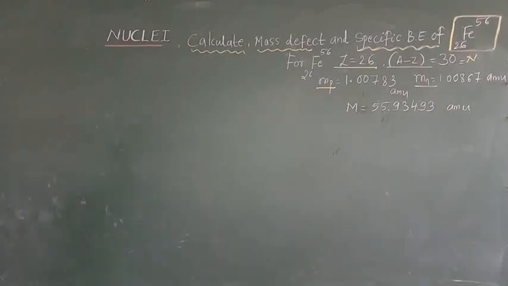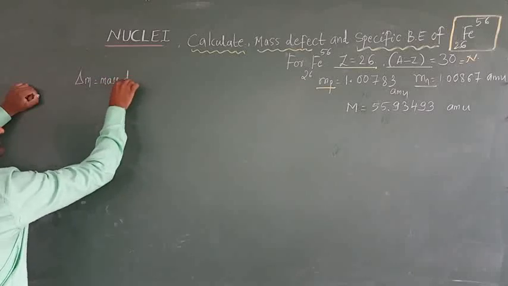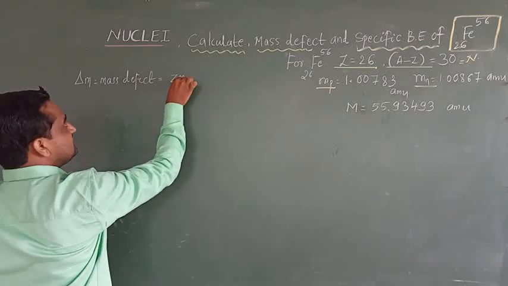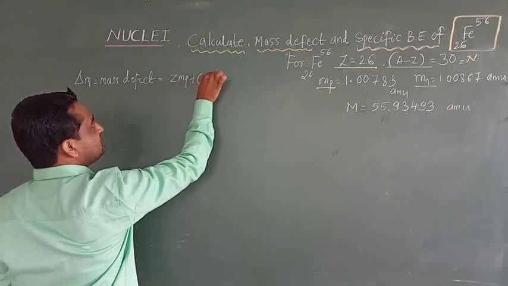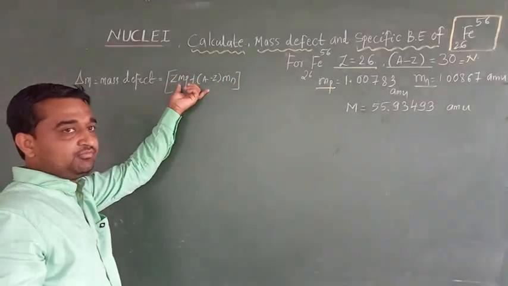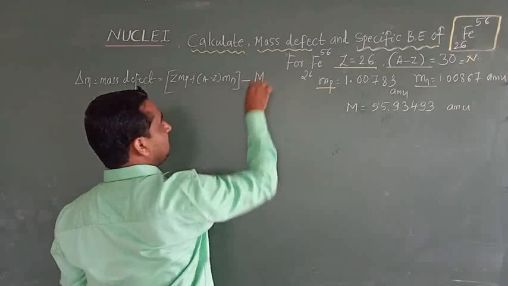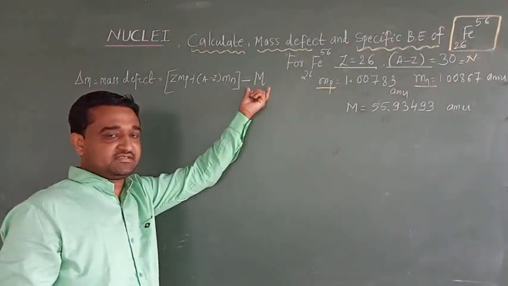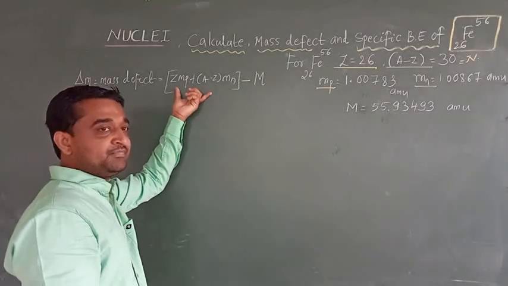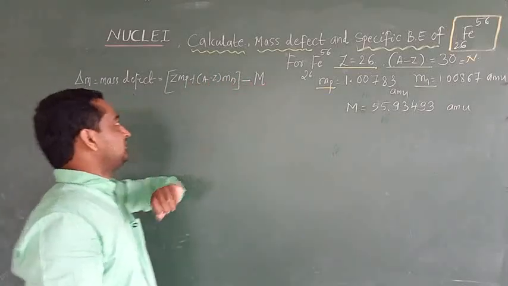To calculate the mass defect, what is the formula? Delta M, the mass defect, is equal to ZMp plus (A minus Z)Mn minus M. The first part is the sum of the masses of the nucleons in the free state, minus the rest mass of the nucleus in the stable state, that is after forming the nucleus. M is the mass of the nucleus after forming the stable nucleus, right?